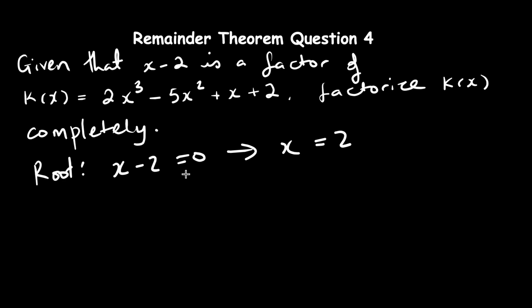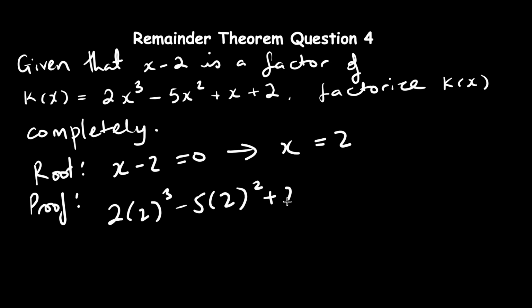Let's do the step. Let's prove that it's a factor. So here's our proof. Do you need to write the words proof? Nope, I'm just being extra. So it's going to be 2 times 2 cubed minus 5 times 2 squared plus 2 plus 2. What is that equal to is what we're working on now.